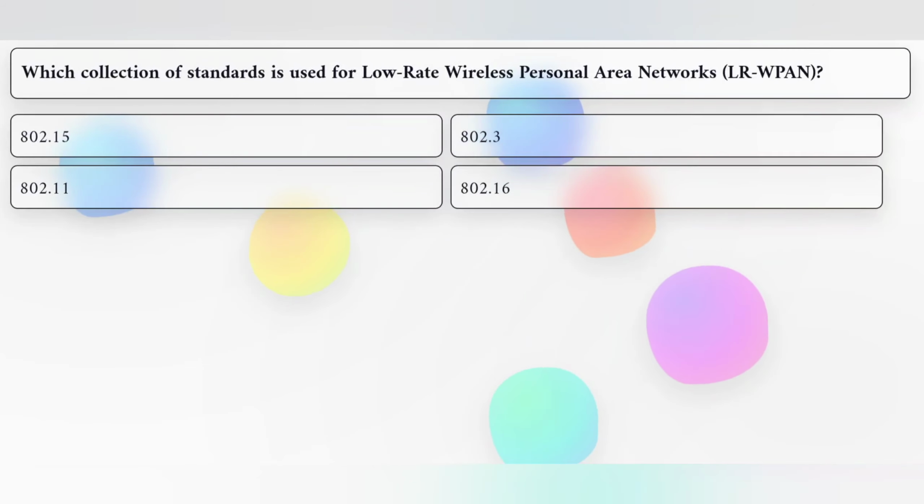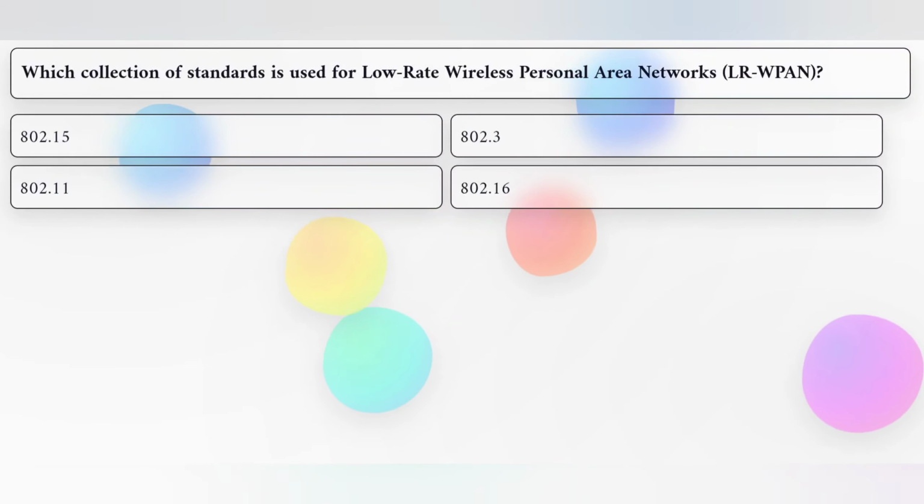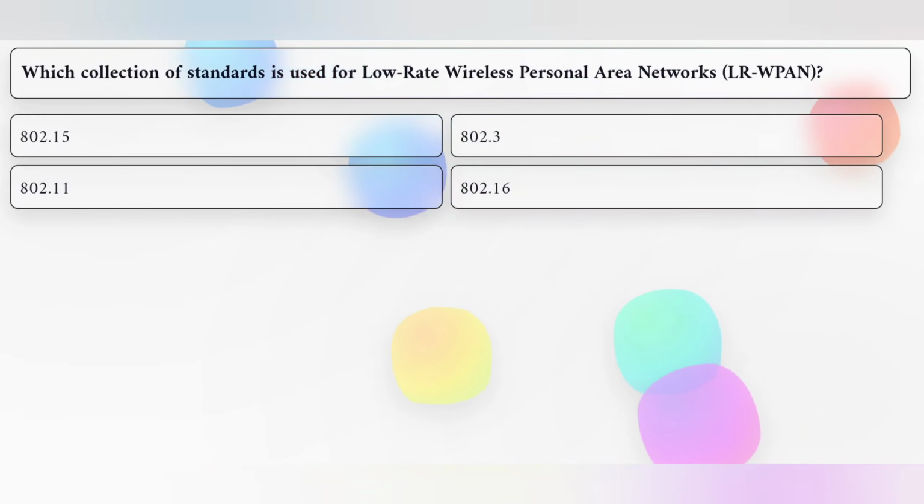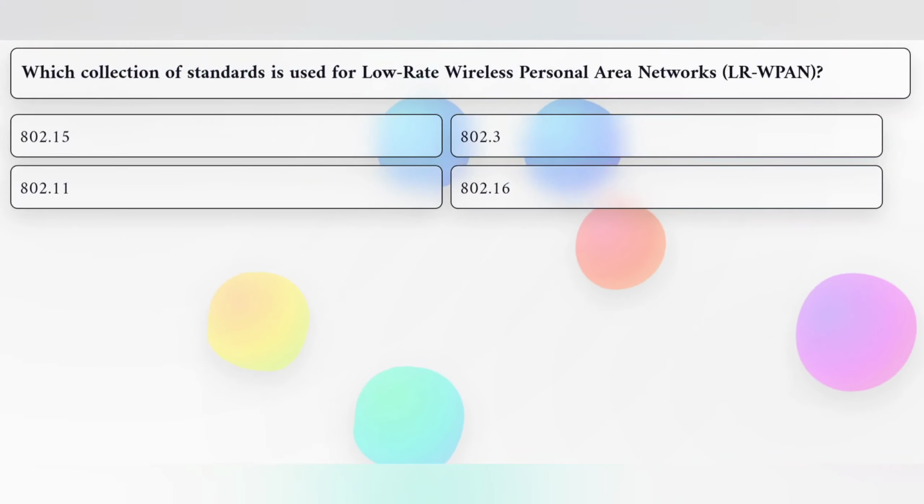Which collection of standards is used for low-rate wireless personal area networks (LRWPAN)? 802.15, 802.3, 802.11, 802.16.